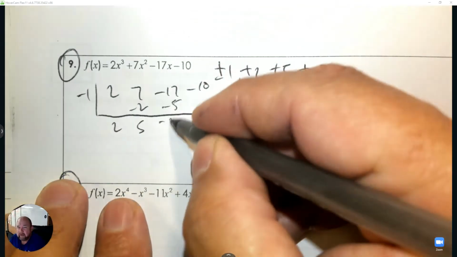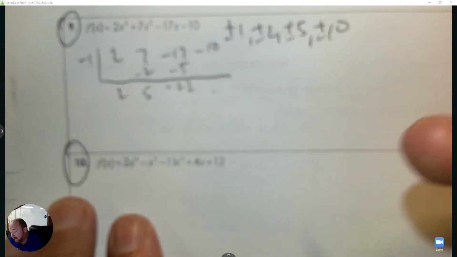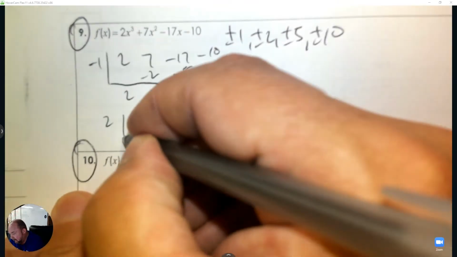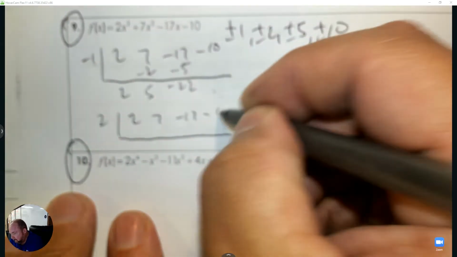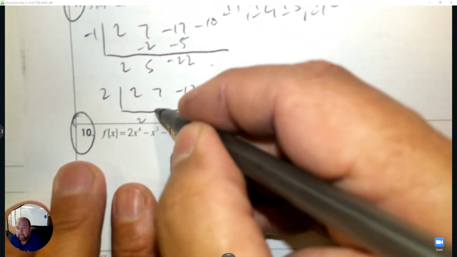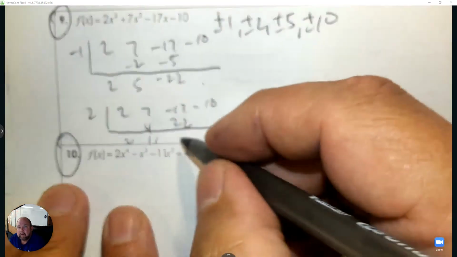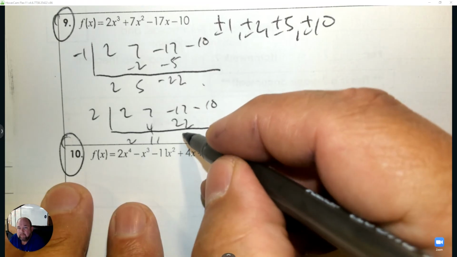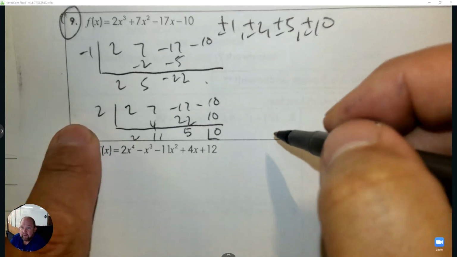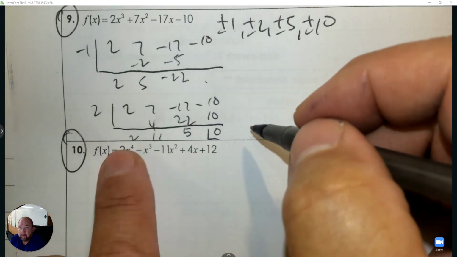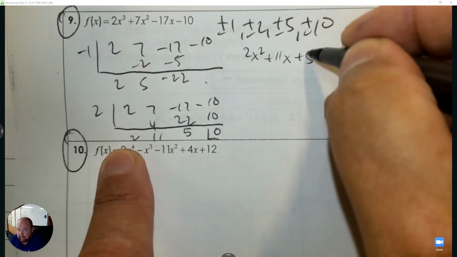And as soon as I know it's not going to work, like this is not going to make a 0, and I know negative 1 doesn't work, so I'm just going to try another number on my list until I find one that works. All right, so I found one that worked. 2 works. 2 gives me 0. What I'm left with is 2x squared, 11x plus 5.